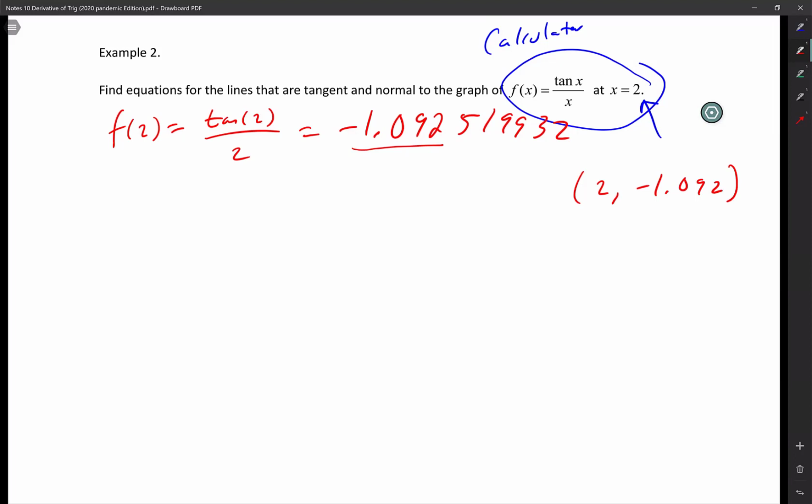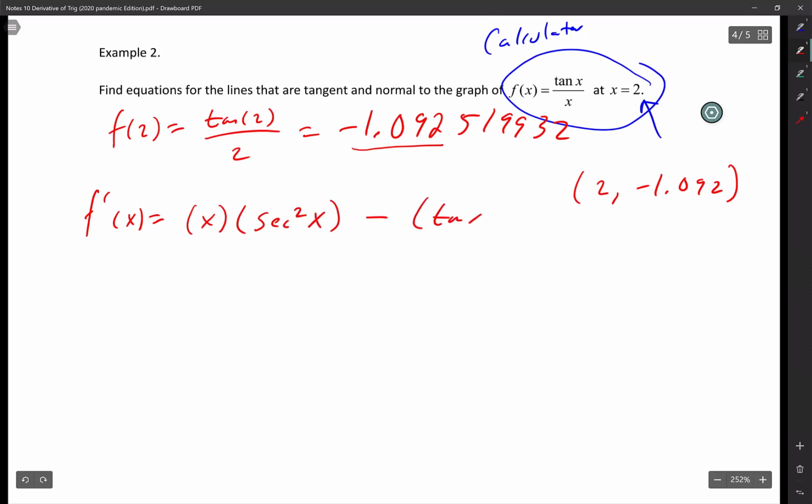Next, I need a slope. How do I get my slope? From the derivative. I have to use what rule for this one? Quotient. Bottom times the derivative of the top. The derivative of tan is secant squared. Perfect. Minus top times the derivative of the bottom, all over bottom squared.